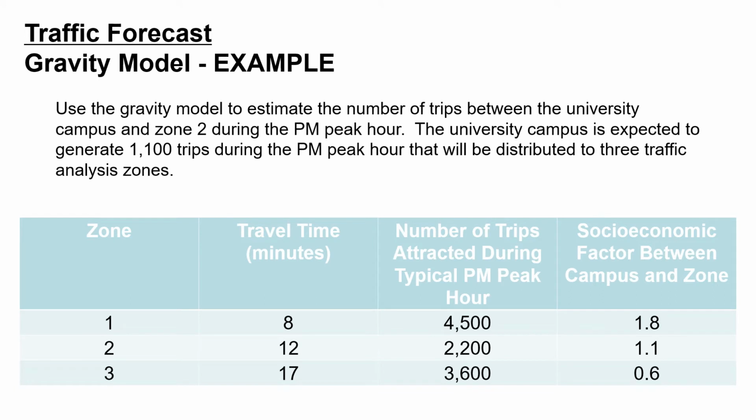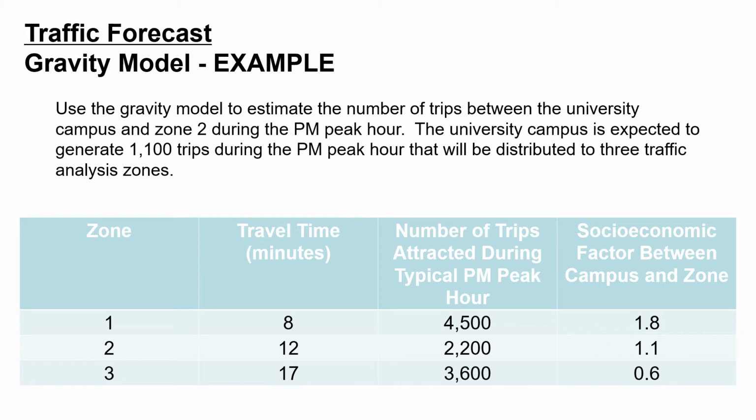So we're going to take a look at an example. We're told we should use the gravity model to estimate the number of trips between a university campus and zone 2 during the PM peak hour. The university campus is expected to generate 1,100 trips during the PM peak hour, and it will be distributed to these 3 traffic analysis zones. Of course, this is a very simplified example. In reality, this would be much more complex and labor intense, but we're just looking at a few zones here.